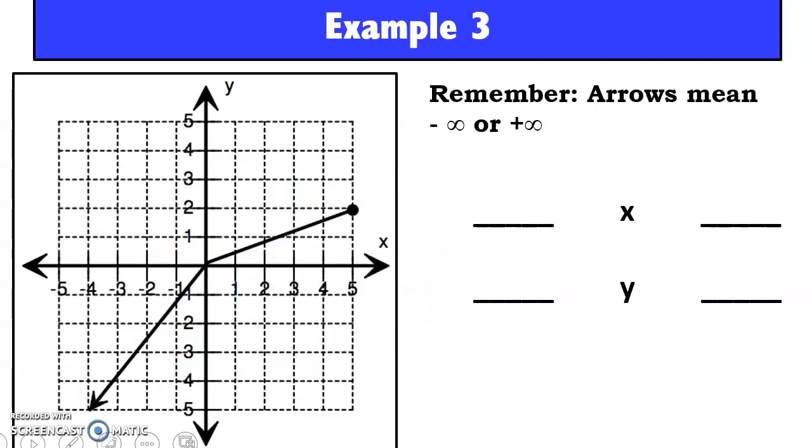Just trying to pick some that we haven't done. Let's look at one like this. All right. So again, what is my leftmost point for the domain? Well, this point right here with the arrow is going down and also to the left. And that means it's going to negative infinity. So negative infinity, we can't be equal to it, so less than x.